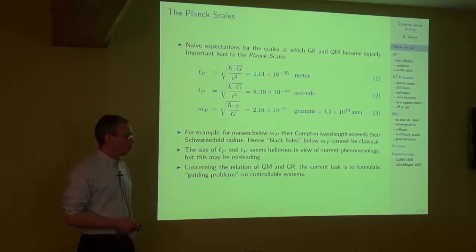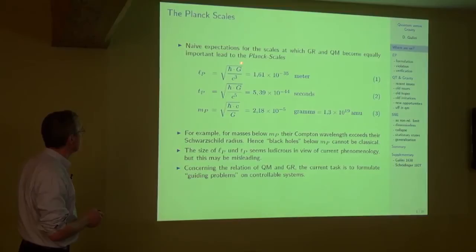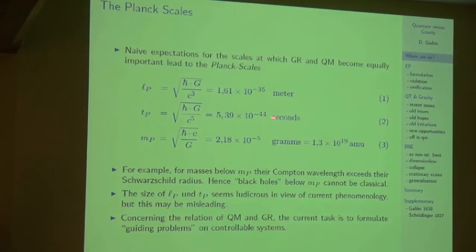The numbers that are floating around in the literature, if people talk about quantum gravity, are always the Planck units. These are units of length, time, and mass that you can form from these three constants that I've just shown you, h bar, G, and c. And they correspond to incredibly small distances, incredibly small times, and not so small masses. It's 10 to the minus 5 grams, or 10 to the 19 atomic mass units. An atomic mass unit is the mass of a proton.